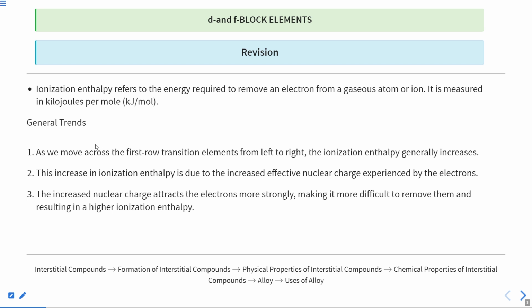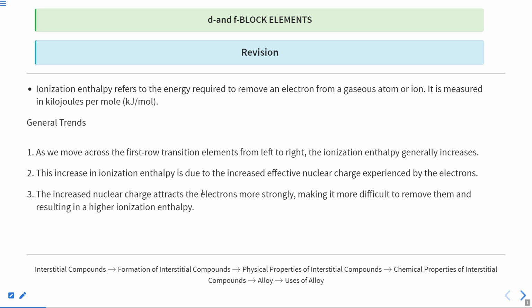Now, talking about the general trend, as we move across the first row transition elements from left to right, the ionization enthalpy increases. That is very obvious, because when we move from left to right, we are increasing the number of electrons in the outermost shell, and that increases the electrostatic force of attraction on the shell and brings it closer to the nucleus. Now, it becomes difficult to remove the electron as we move from left to right.